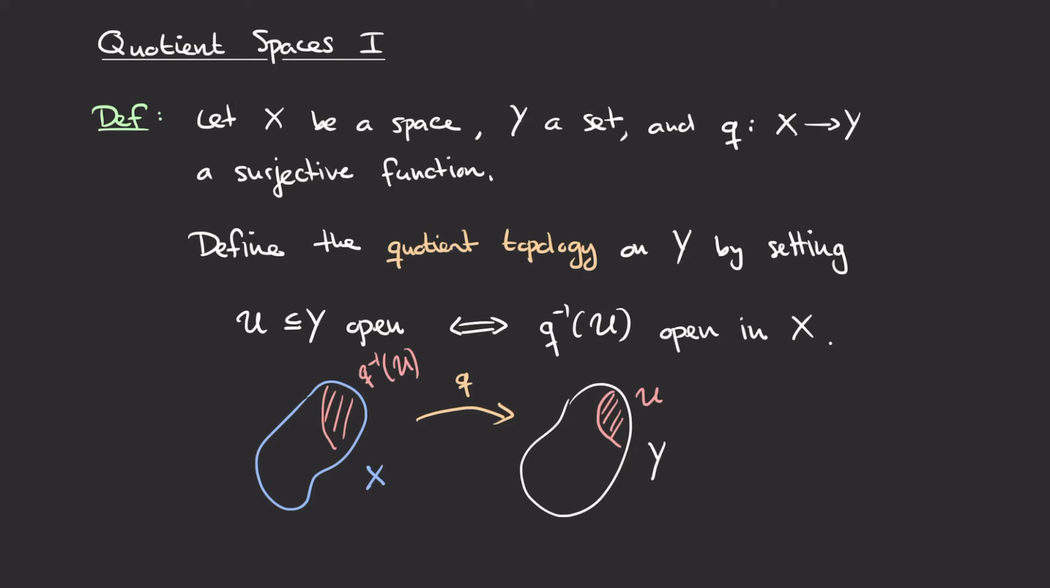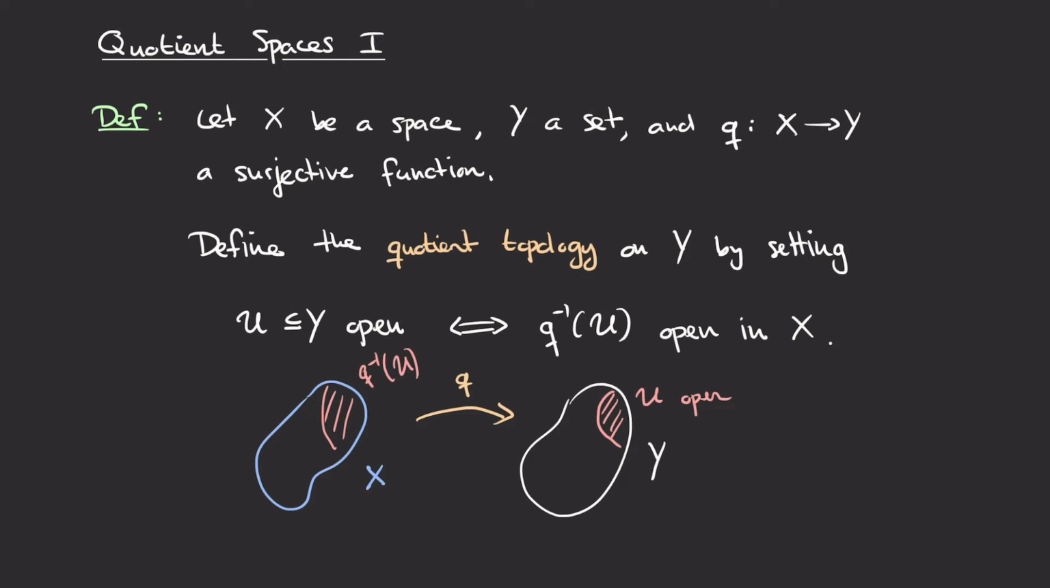Now, based on this definition, it's immediate that Q is going to be a continuous map from the space X to the space Y with the quotient topology. This is simply because if we suppose that U is an open set in the quotient topology on Y, then by definition, this means that its preimage is going to be open in the space X, and that's just the definition of continuity. Moreover, the quotient topology is going to be the largest topology we can put on Y, such that this map Q is going to be continuous.